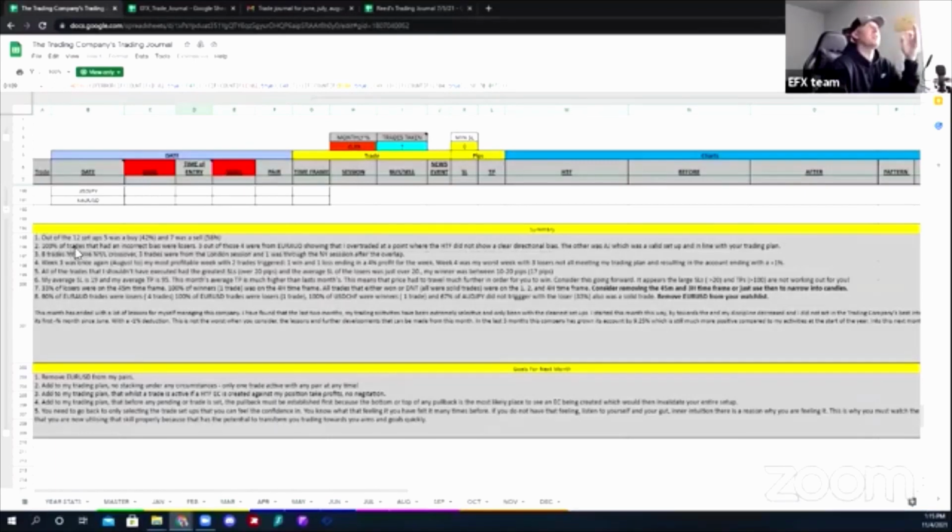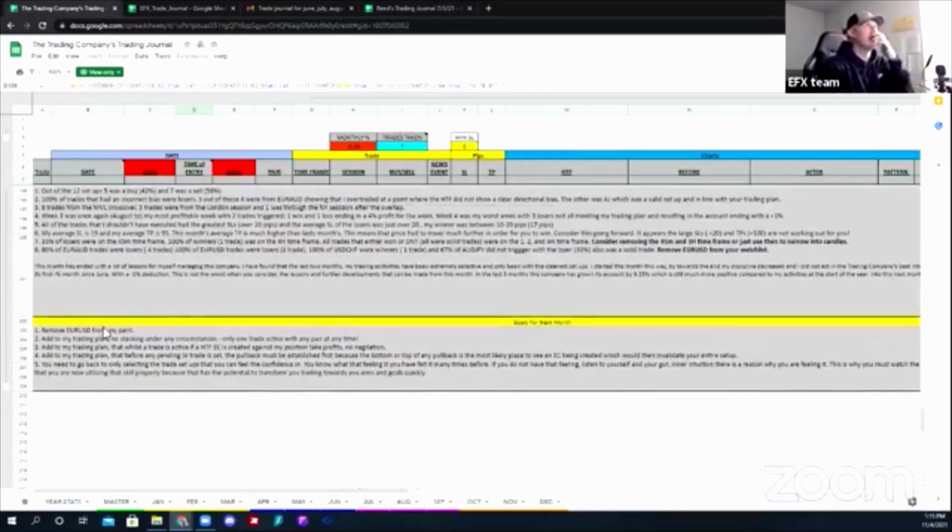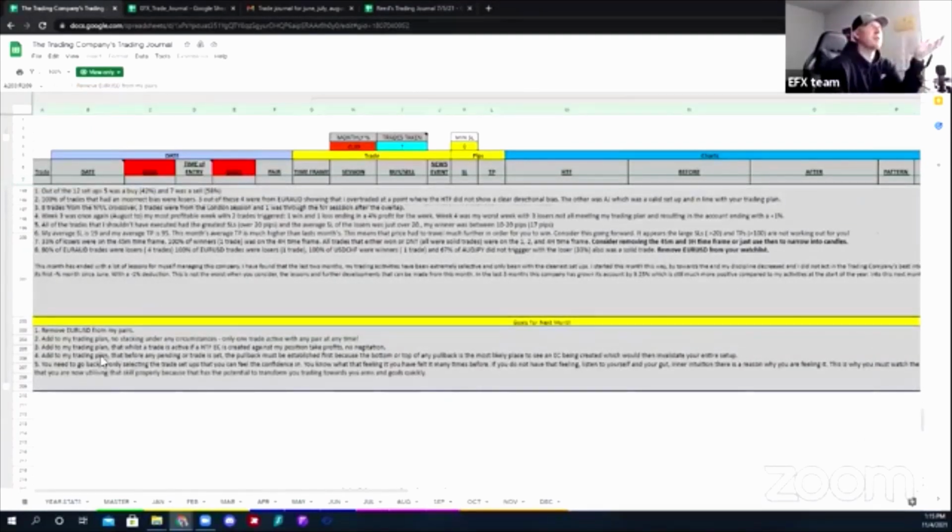Right? You can see, 100% of my trades that were incorrect bias were losers. 3 of the 4 were euro odd. You can see 33% of my losses were on the 45-minute time frame. 80% of euro odd trades were losers, whatever it might be. And then you can see the changes he's making to his trade plan. So, adding to my plan: no stacking under any circumstances. Adding to my plan: while a trade is active, if a higher time frame EC is created against my position, take profits, no negotiation.